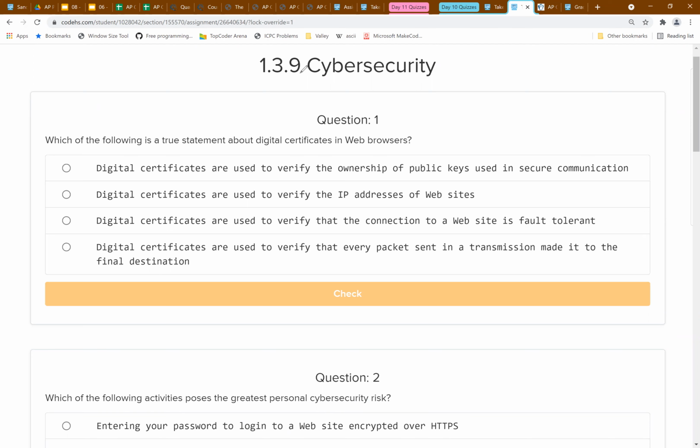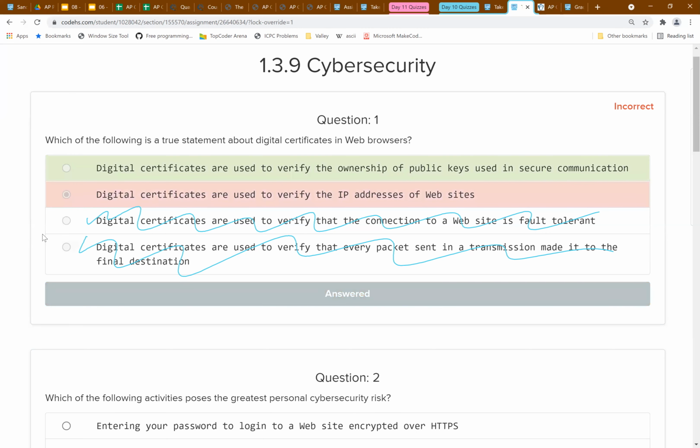Wow, two of these don't make a lot of sense. Making sure the connection is fault tolerant, that sequence of words doesn't really have any meaning. Digital certificates are used to verify that every packet made it to the final destination. That is not true. Digital certificates are used to ensure that we're actually getting the right IP address when we are asking for it. So I believe it's this one, but if I'm wrong, I'm wrong.